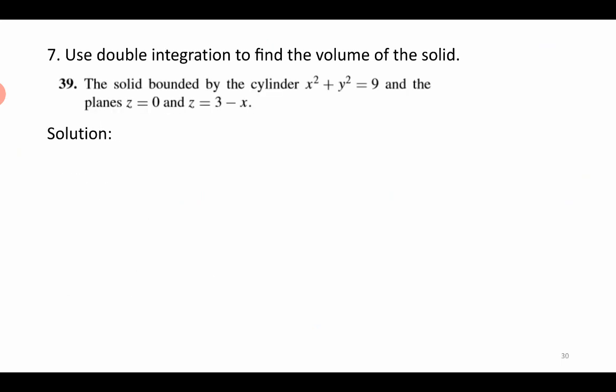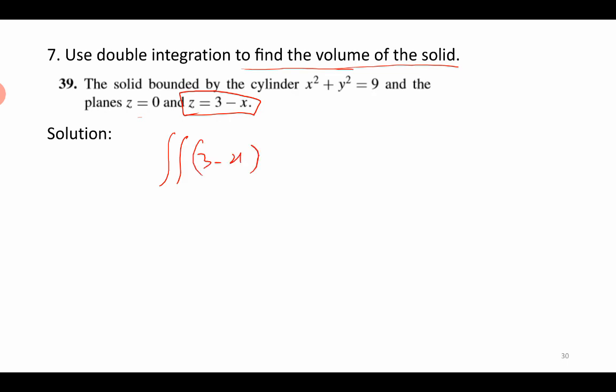This problem is for your practice. What is given here? Use double integration to find the volume of the solid. Volume, so you need a function, and z is given here. z is 3 minus x, isn't it? It's bounded by the cylinder x squared plus y squared equals 9 and the plane z equals 0. So the function to be integrated is 3 minus x.